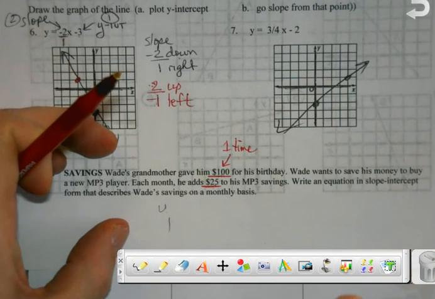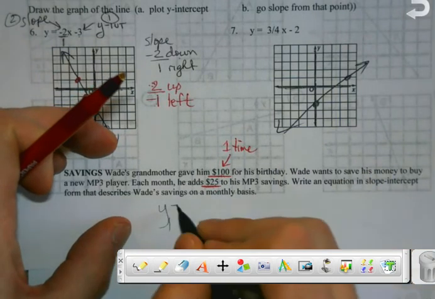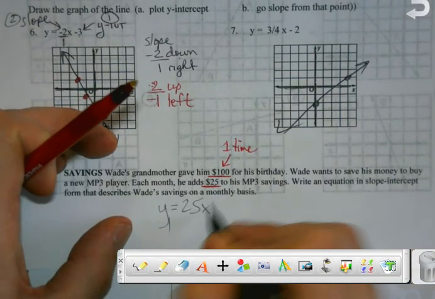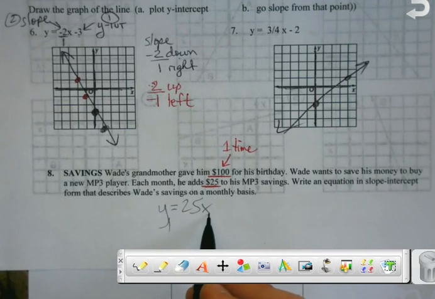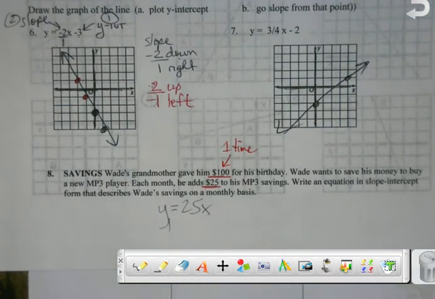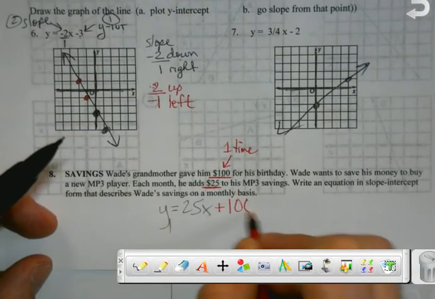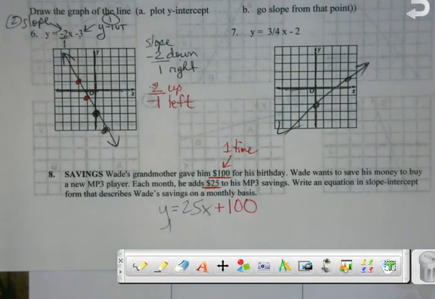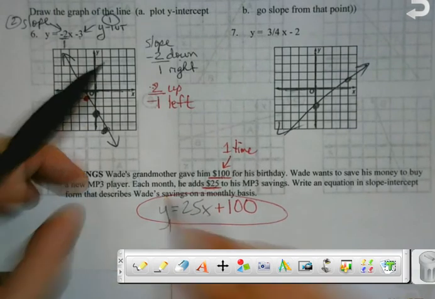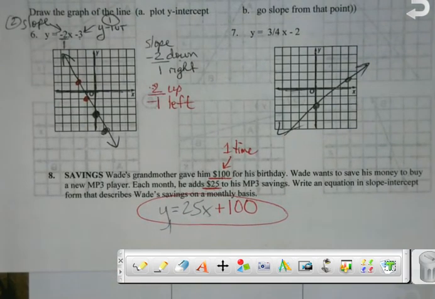So if I'm trying to describe on a monthly basis what Wade's getting, the one that changes all the time gets to go with X, because depending on how many months it's been, if it's been 3 months, I'd plug in 3 for X. If it's been 10 months, I'd plug in 10. But the money his grandma gave him is one time, so it doesn't get X. And that's all I do for those. This is where we make an application of things. That's all I have to do.